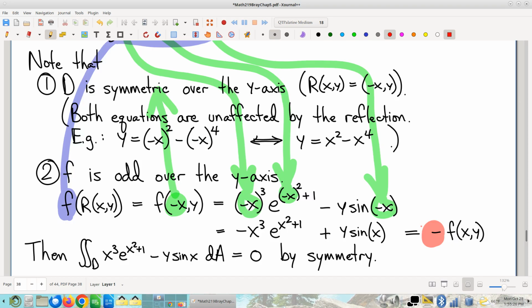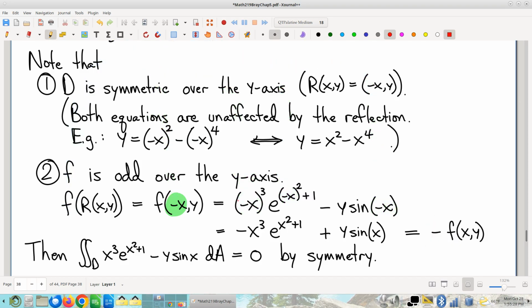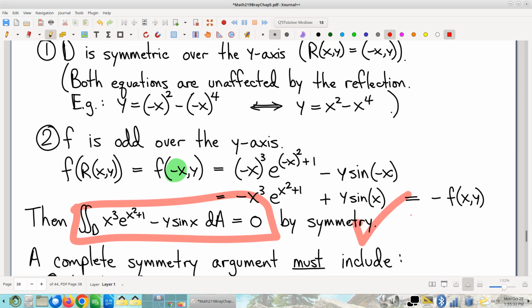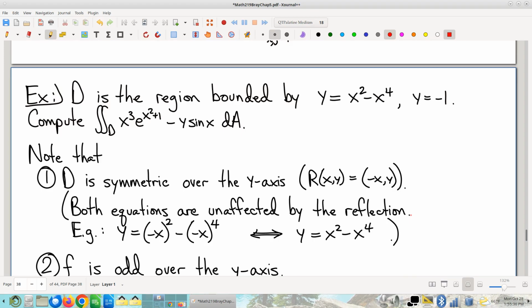All right, so game over. We win. This integral is 0. No further calculations required. This integral is 0 by symmetry. And that is way, way less work than it would have been had we done this the old-fashioned way, as an iterated integral. Everybody see that? Big win, right?